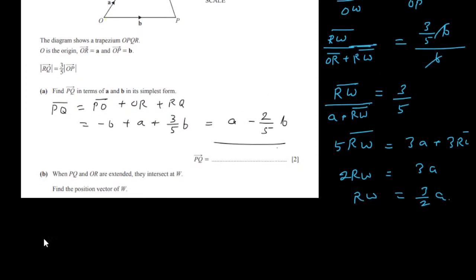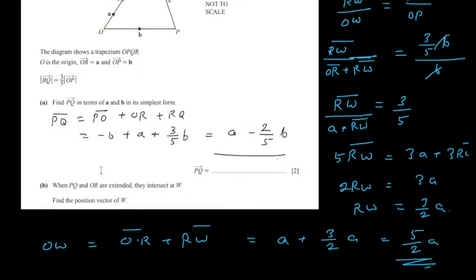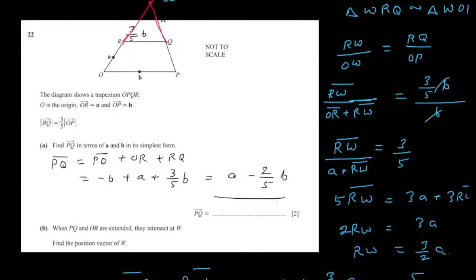Now OW. OW is what? OW is your OR plus RW, right? So OR is A, plus 3 divided by 2A is equal to 5 divided by 2A. So OW is what? 5 divided by 2A. This is the value for your OW. Okay, so this we have done. Fine. So now, next question.